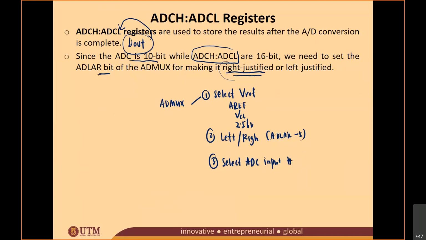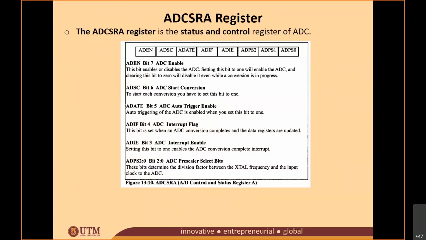Okay, next we are going to see the ADCSR register. The ADCSR register is the status and control register of the ADC. It is an 8-bit register. These are the things that you need to be familiar with for this ADCSR register.